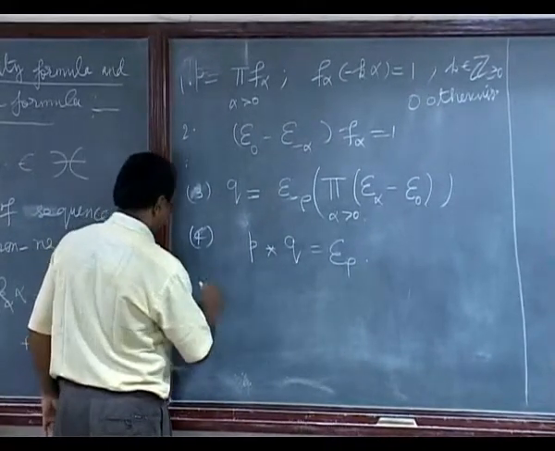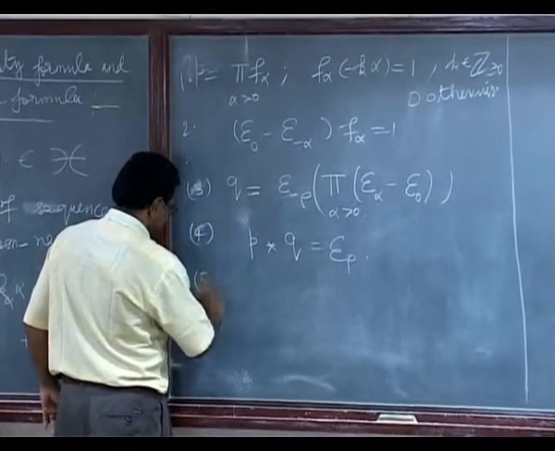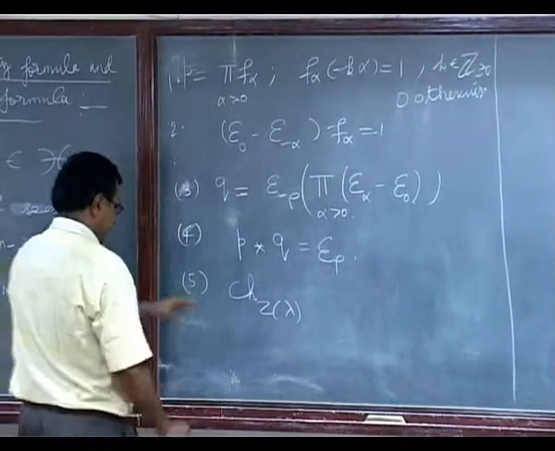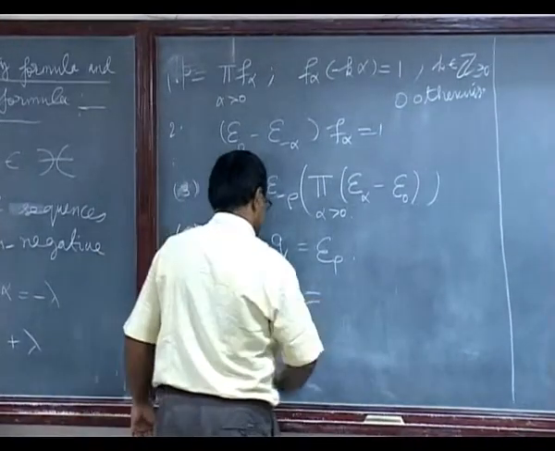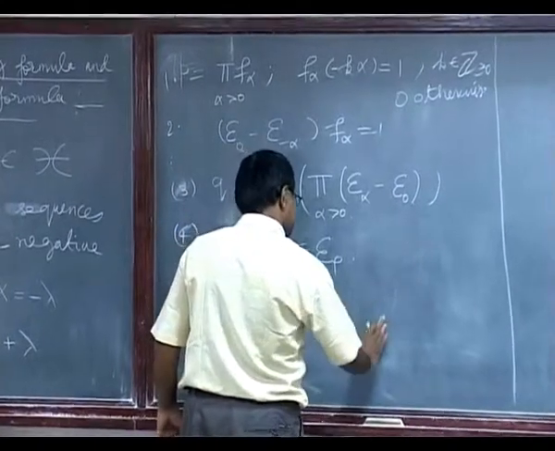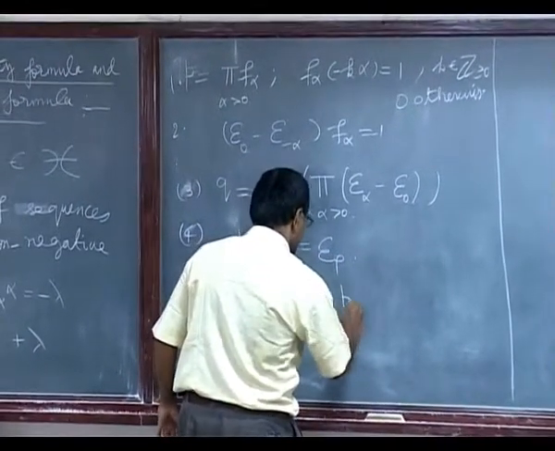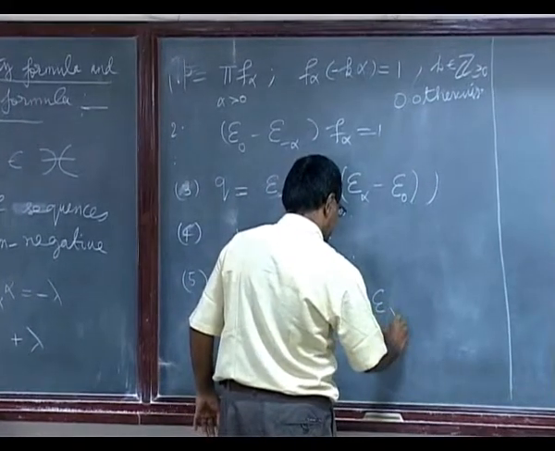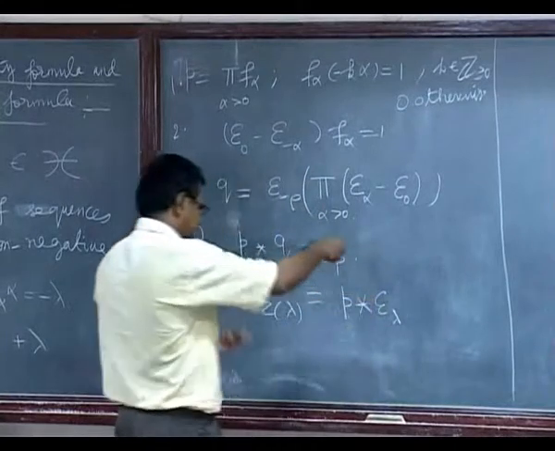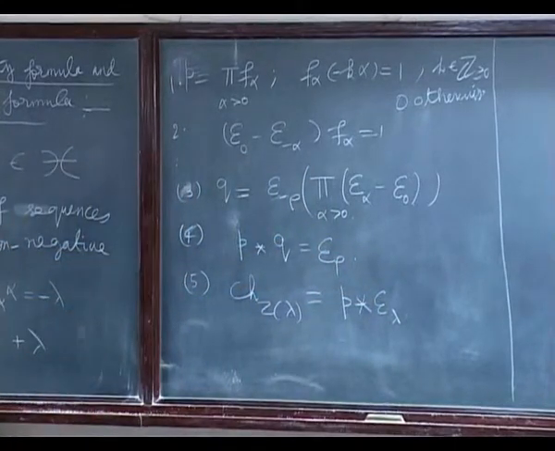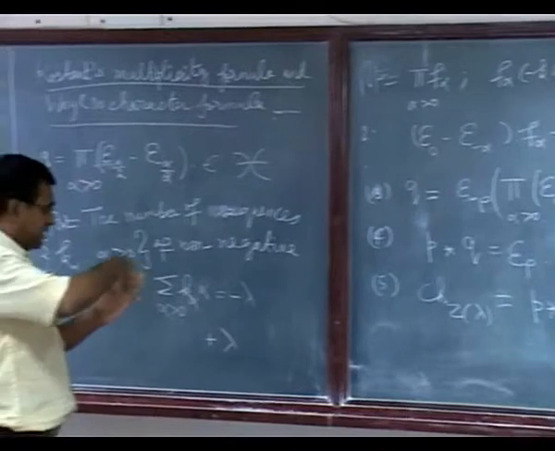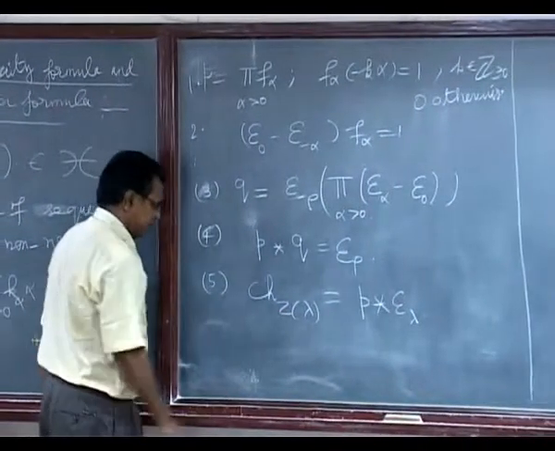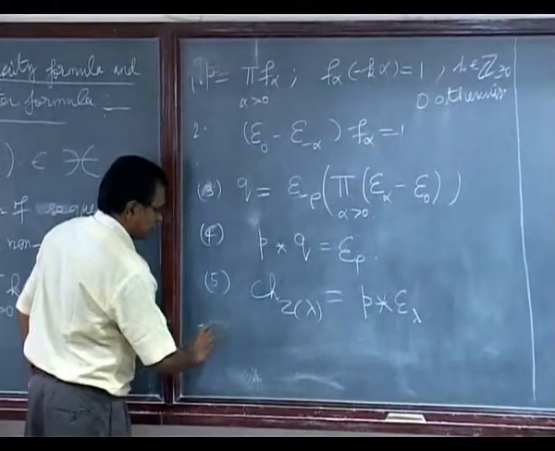And the fifth thing is that ch Z lambda, the formal character of the Verma module, is P star epsilon lambda. This follows from the freeness of the universal enveloping algebra of n minus, the nilpotent radical, on the highest weight vector. These are the things.